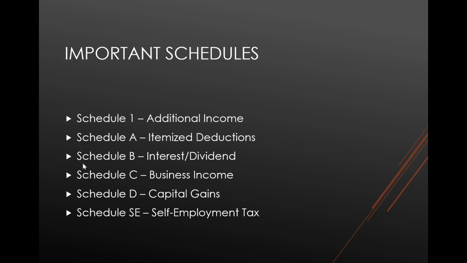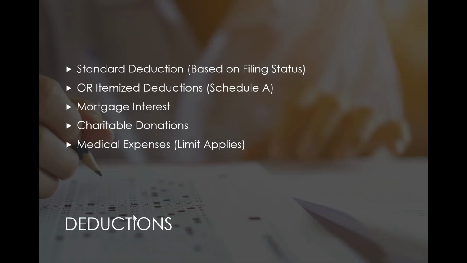Schedule B is for the interest and dividend, and schedule C is for the business income, schedule D for capital gain, and schedule SE for self employment income. So if a person is self employed, then schedule SE is to be filled up.